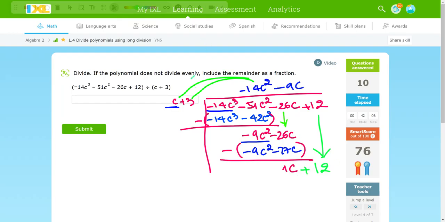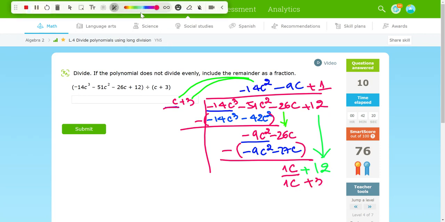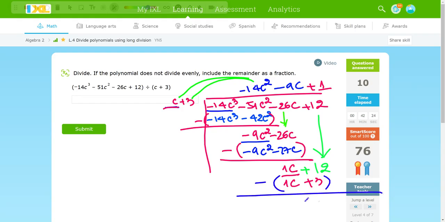So 1c divided by c, that becomes number 1. Okay, multiply them back. 1 times c becomes 1c. 1 times 3 is 3. Okay, put in parentheses and then subtract. So I come out no more c. 12 subtract 3, that's a 9. Okay, so I got my answer.